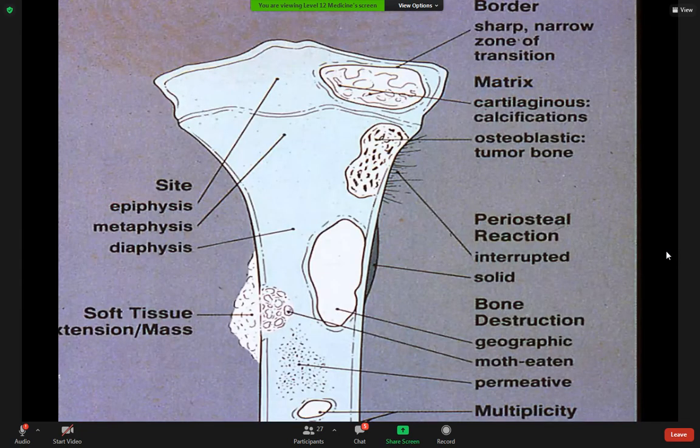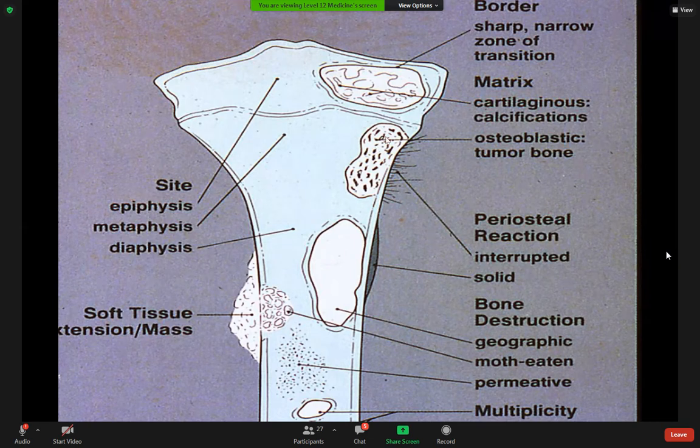So when we look at the lesion in the bone, we determine the site. As you can see here, is it in the epiphysis, metaphysis, or diaphysis? Each tumor most likely has a specific site. This all helps us in the diagnosis. Then we look at the borders. As you can see here, the borders of the lesion are very sharp, very clear. You can tell the borders from the normal bone.